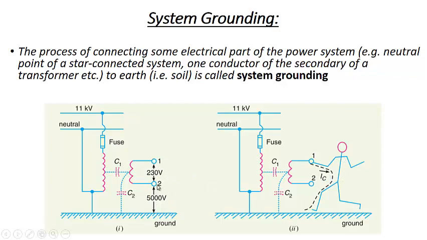And when this point is connected to the ground, you will see that this voltage will become zero, and when a person touches this point, only 230 volts will appear across him, and a very small current will flow through his body, and the person may be safeguarded. And in the grounded case, if he touches point 2, there will be no voltage across the person, and no current flowing through them, and they will be saved.